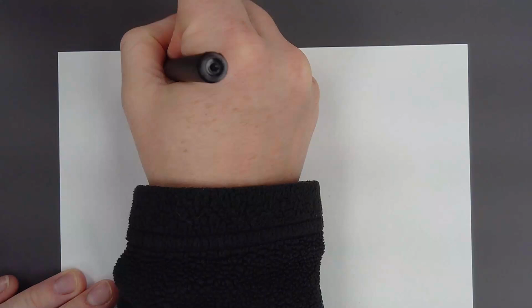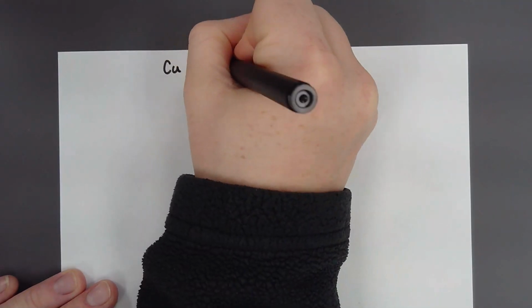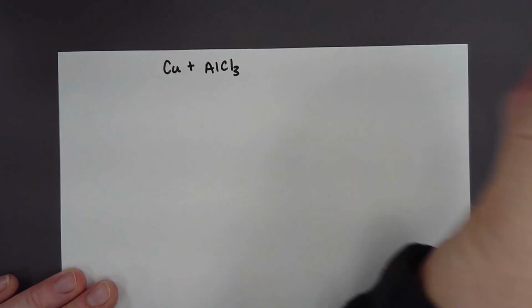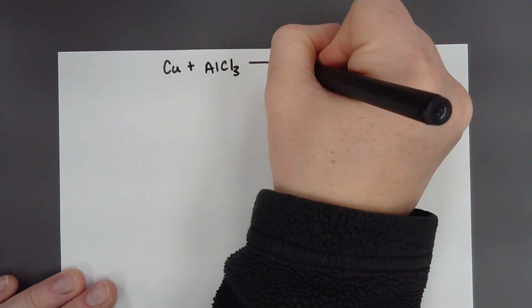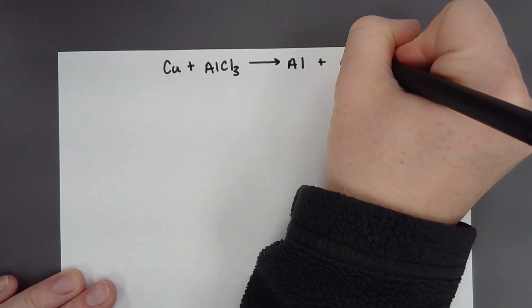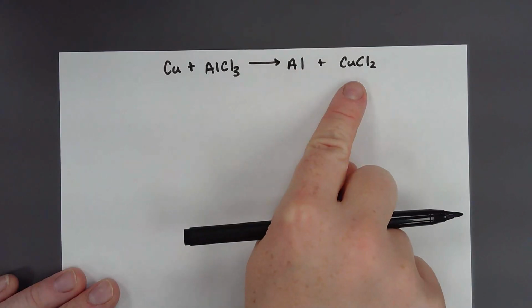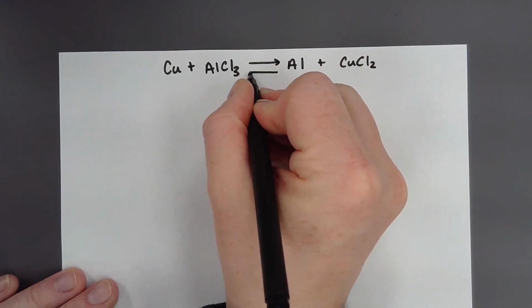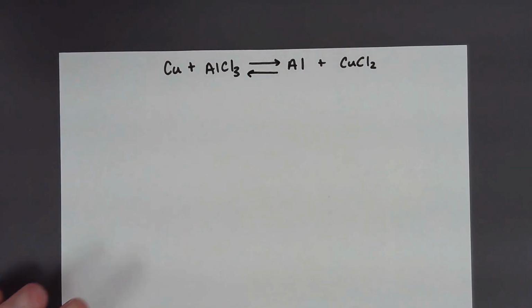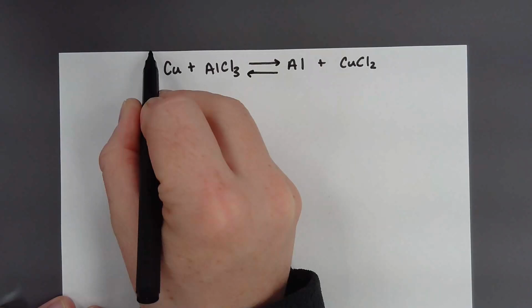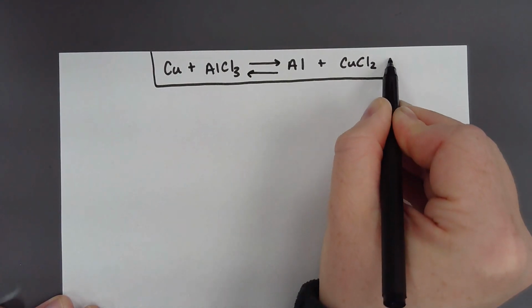For this page, we're going to run 4 different scenarios, but they're all going to be about the same parent reaction. Our parent reaction is going to be copper reacting with aluminum chloride to form aluminum and copper chloride. Since this is an equilibrium reaction, this also means aluminum is capable of reacting with copper chloride to form copper and aluminum chloride. So this is my parent reaction. My whole page is about this reaction.